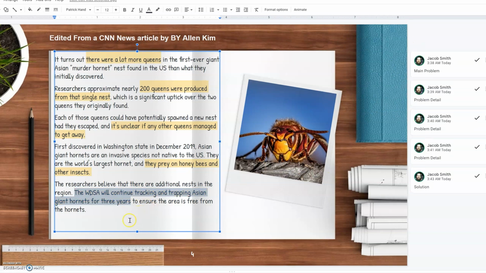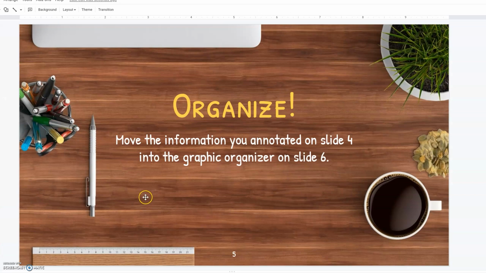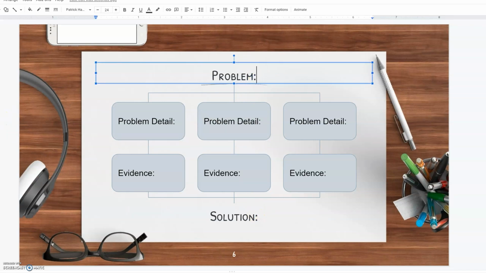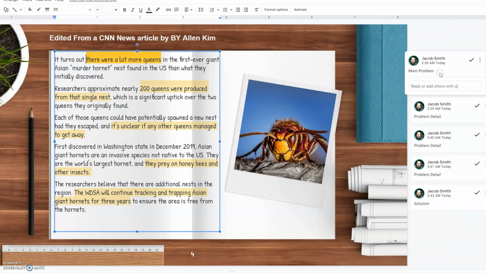So now that we have all this information, we're going to move it into a graphic organizer to help us organize it and understand it a little better. When we're annotating a text and moving it into a graphic organizer, remember we do it a little bit backwards. When you write your own, you're going to do it forwards. So what does that mean? Well, we're going to start like normal with the problem. What is the problem? If we go back here, click my main problem button.